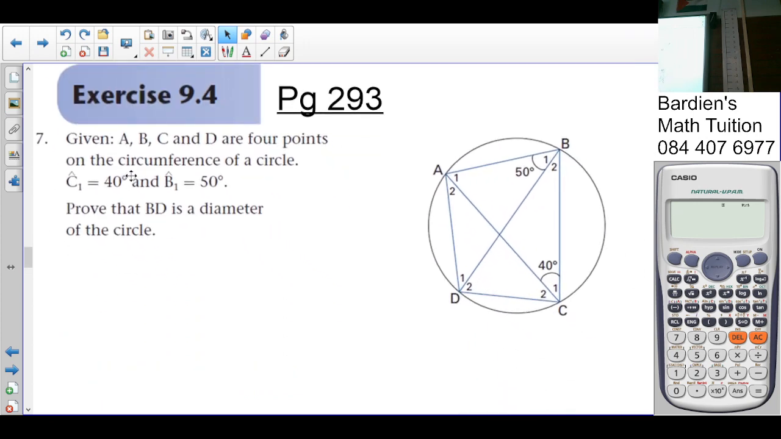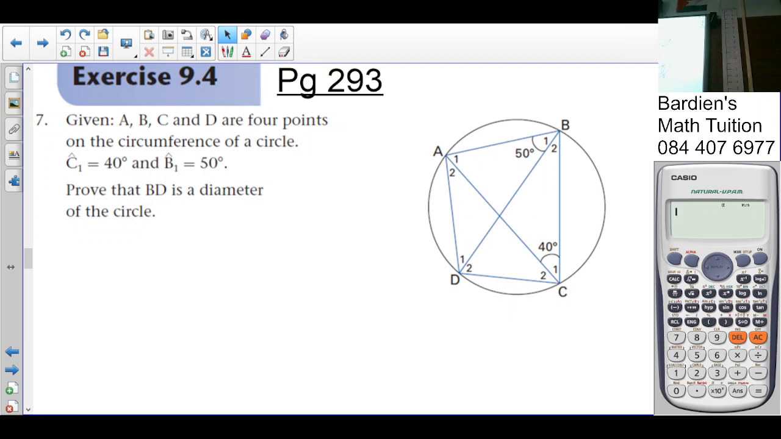Alright, number 7. In number 7 we are told that A, B, C and D are 4 points on the circumference of the circle. C1 is 40. B1 is 50. Prove that BD is a diameter of the circle.